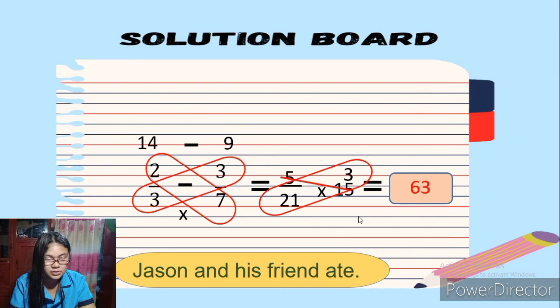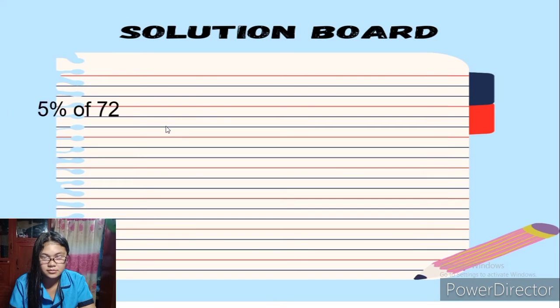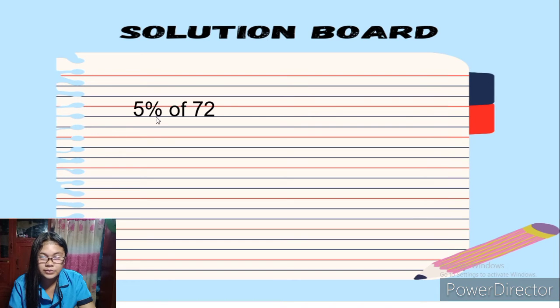So, next problem. Which is greater, 25/7 or 5% of 72? So, this is the answer. 5% of 72. We turn this 5% into a decimal. When we turn 5% into a decimal, it is 0.05. We multiply it by 72. So, 0.05 times 72 is equal to 3.6.